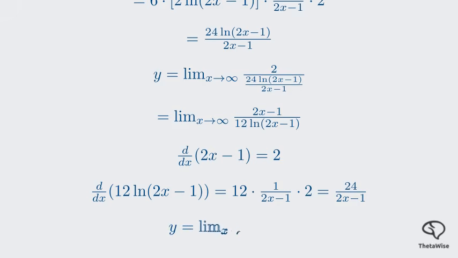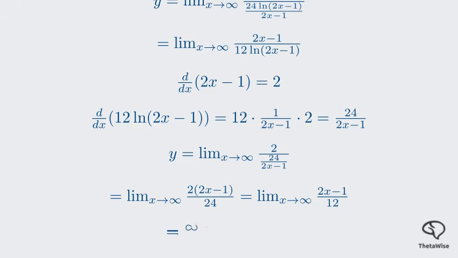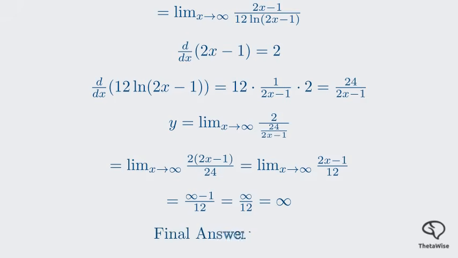Substituting these into our limit for the last time, we get the limit of 2 over our new denominator. Multiplying by the reciprocal gives us the limit of 2x minus 1 over 12. Now we can substitute infinity. This gives us infinity minus 1, which is infinity over 12. Infinity divided by 12 is still infinity. So the final answer is that the limit equals infinity. Our calculation matches the provided solution. Let's recap. We used L'Hopital's rule 3 times because we kept getting the indeterminate form infinity over infinity.